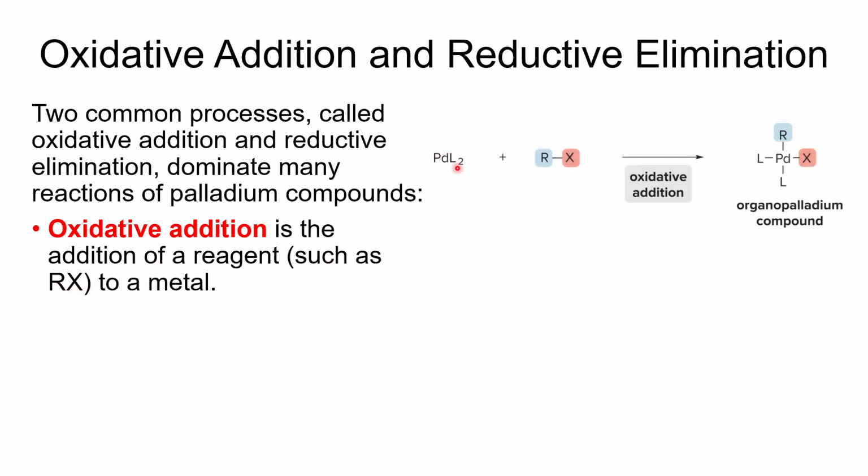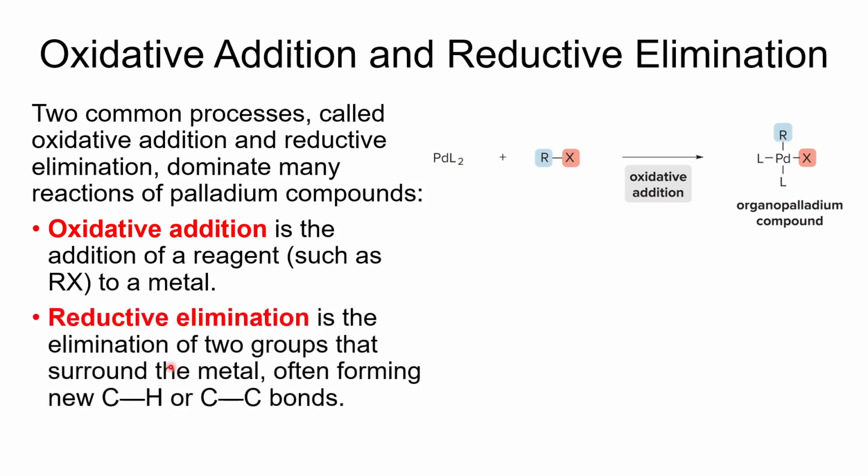So here we've got palladium with 2 ligands on it. We're going to add the RX to that palladium. Essentially what's going to happen is we're going to make a new bond between the R group and the palladium, and a new bond between the halogen and the palladium. And so this is called oxidative addition.